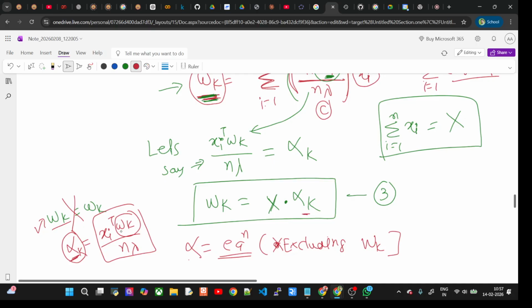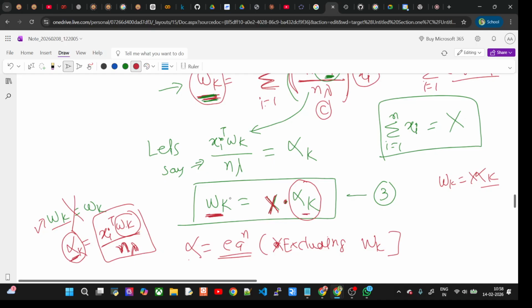So now we understood that we need to find wk, which is nothing but X into alpha k. But alpha k is this value, xi into wk, and wk is what we don't know. So you cannot use the equation xi transpose wk by n lambda to get wk. If you multiply your data points X with some alpha value, you get our actual PCA eigenvectors. That's our main aim, that's all the picture is about.